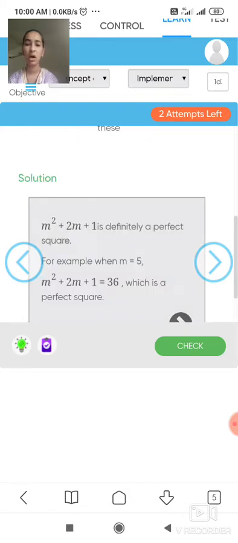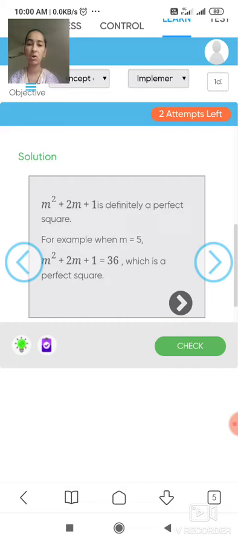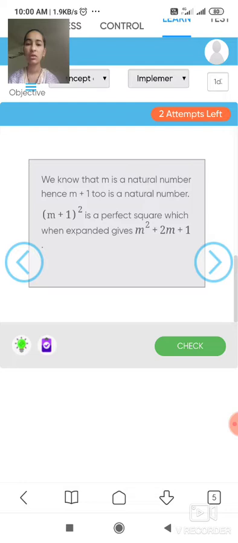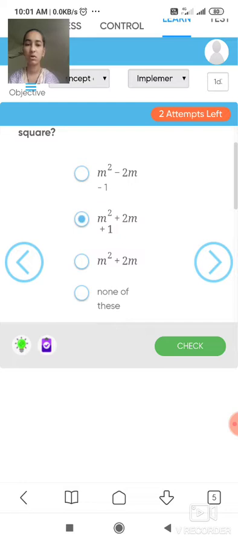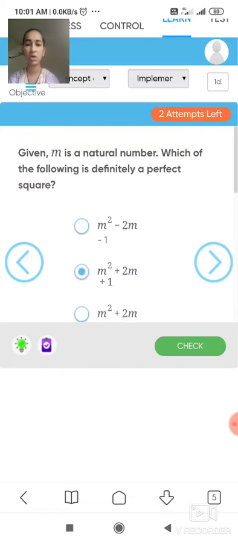Now see, m squared plus 2m plus 1 is definitely a perfect square. Why? Suppose m is 5, then putting the value of m in this expression gives 36, which is a perfect square. We know that m is a natural number, hence m plus 1 is also a natural number. So m plus 1 squared is a perfect square, which can be expanded like this. So it is the second one.